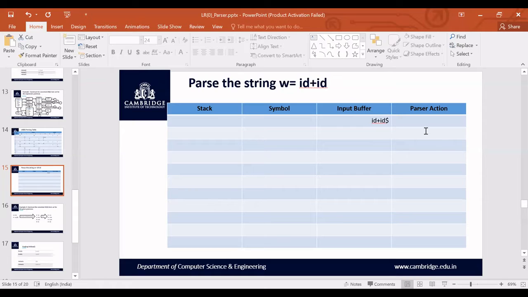And the last column is the parser action. Basically you have four different operations: shift, reduce, error, and accept. Whenever you are shifting a symbol from the input buffer onto the stack, you mention it as shift. Whenever you're reducing the symbols that are on the stack, you put it as reduce. And at the end, when the input string is accepted, that is successfully parsed, then you name it as accept. Fine. So all the parser operations are mentioned in the parser action column. I hope it is clear.